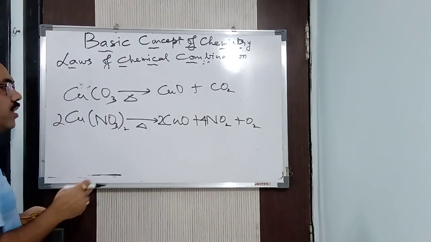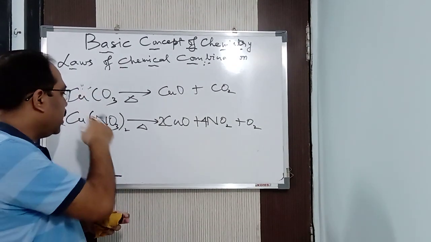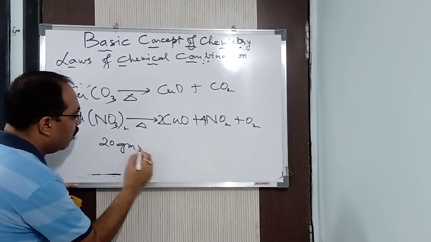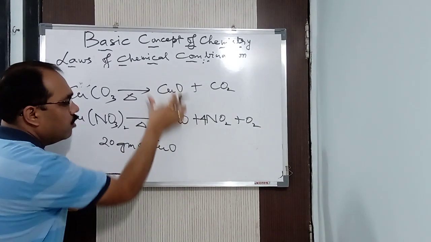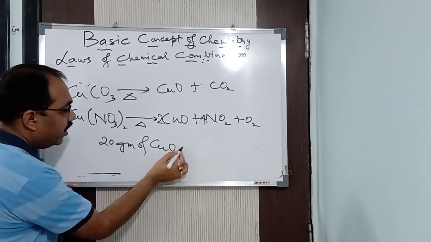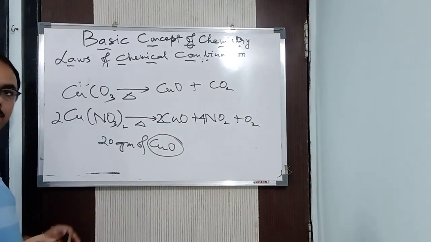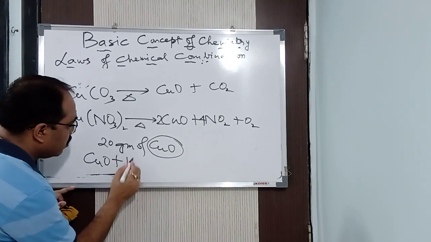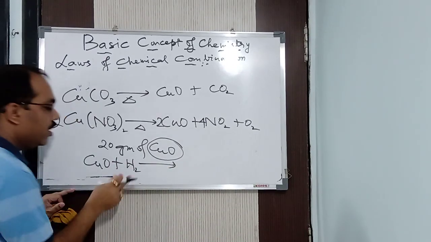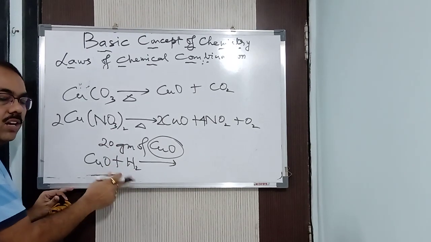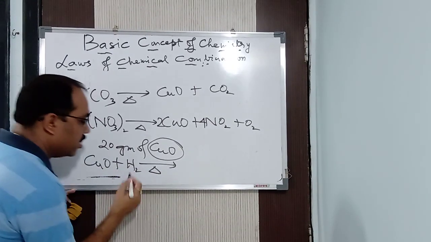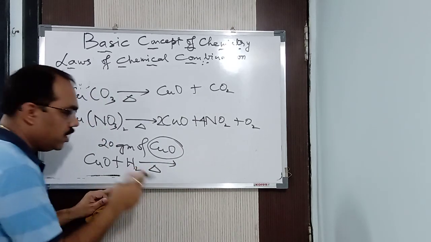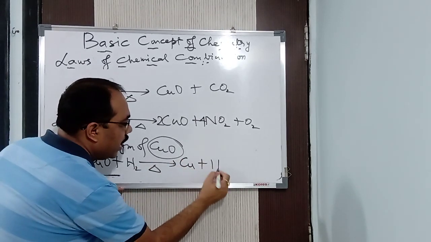Now you take equal weights of copper oxide from copper carbonate and copper nitrate. Let us say I have taken 20 gram of copper oxide from each residue. Through this copper oxide you pass a current of dry hydrogen gas and you heat it. Now what will happen? Hydrogen is a reducing agent, it will reduce copper oxide to copper and water.